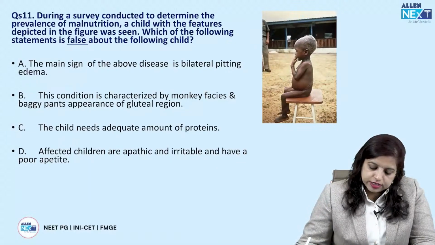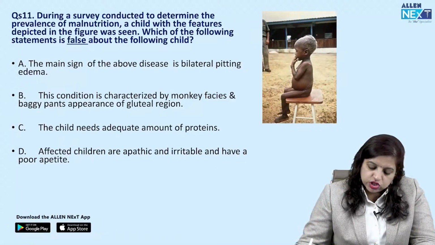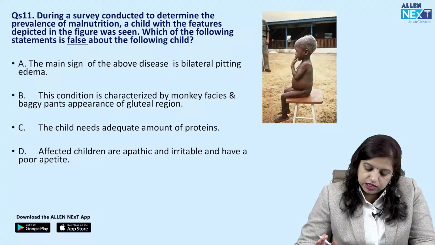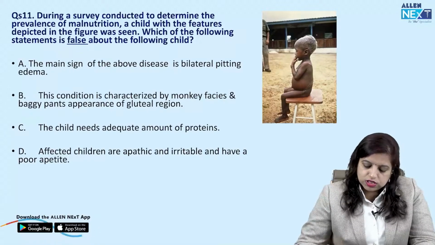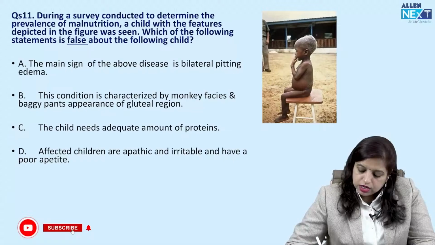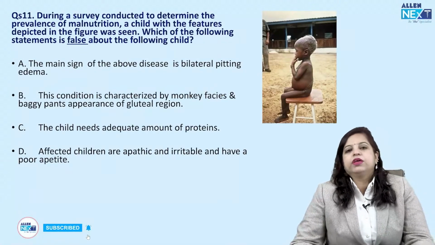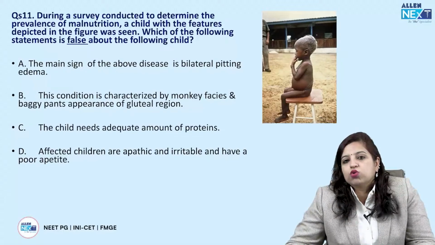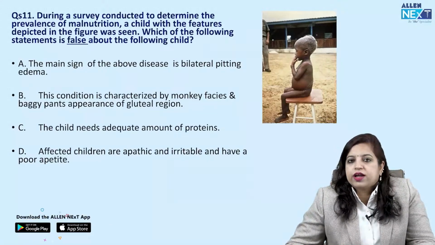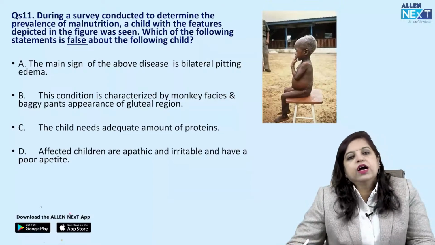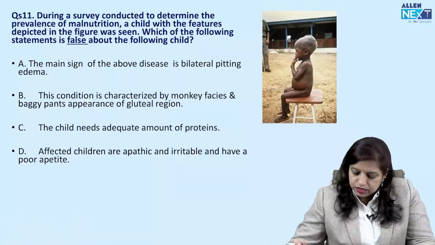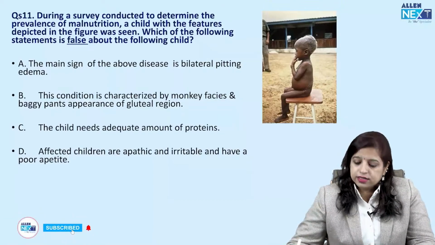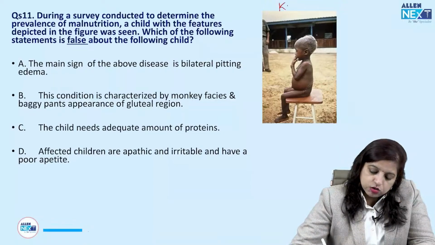During a survey conducted to determine the prevalence of malnutrition, a child with features depicted in the figure was seen. Which of the following statements is false about the following child? So by seeing the figure, now tell me, what do you infer? Is this child a case of Kwashiorkor or a case of marasmus? Tell me, I'm waiting for your answer. Yes, you are absolutely correct. This is nothing but Kwashiorkor.